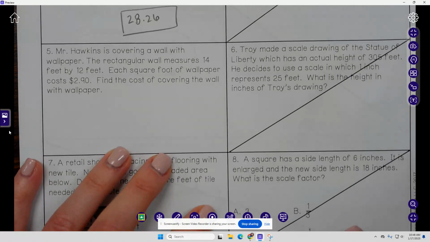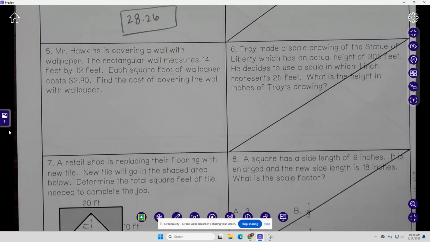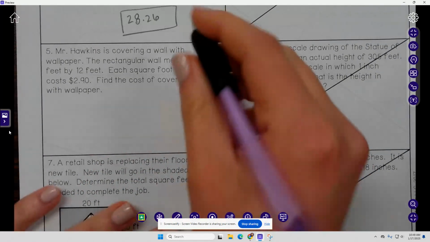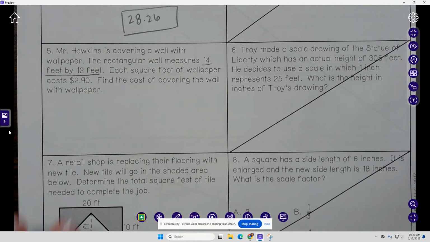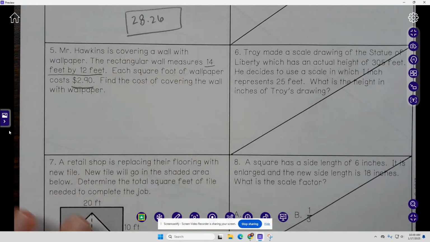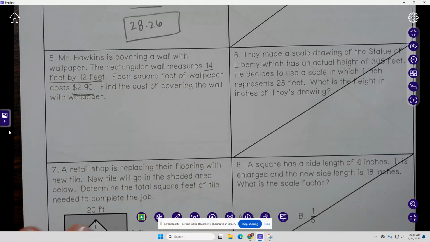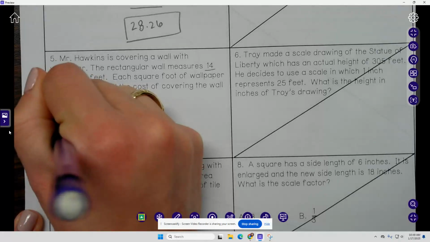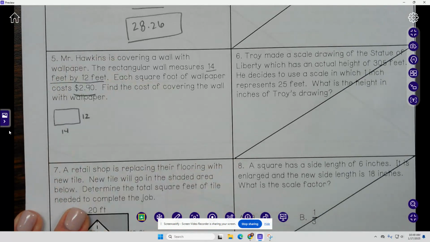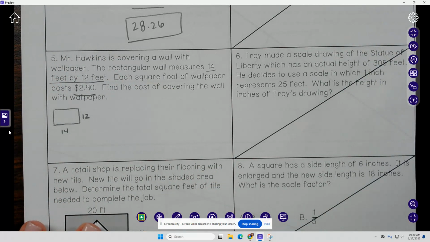Mr. Hawkins is covering a wall with wallpaper. The rectangular wall measures 14 feet by 12 feet. Each square foot of wallpaper costs $2.90. Find the cost of covering the wallpaper. So I'm going to draw my rectangle. It's 14 by 12. So I need to find the area of this rectangle.